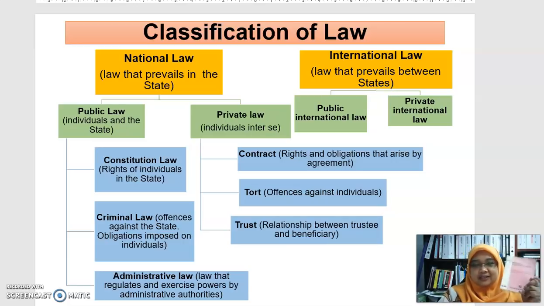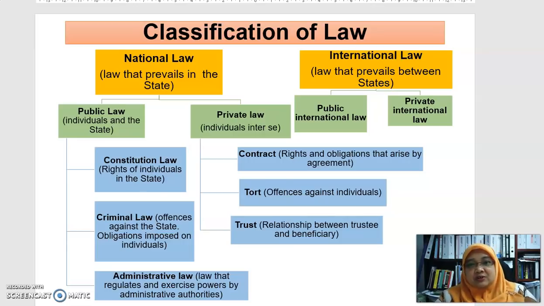All your rights are stated in this particular small handbook. I would suggest each citizen should have a copy of this federal constitution, because it states all your basic rights, or what we call fundamental liberties. We're going to learn that later. Among the fundamental liberties or basic rights which we have are liberty of person, freedom of speech, assembly, and freedom of religion. So these are your rights that have been stated in the federal constitution.